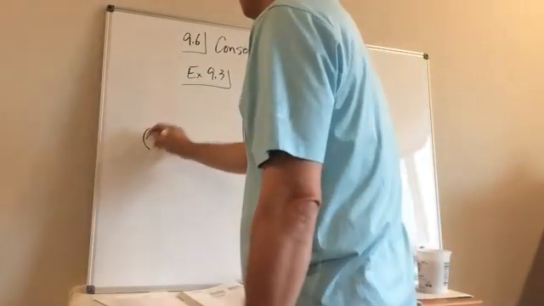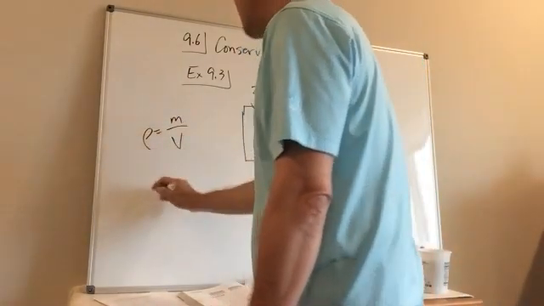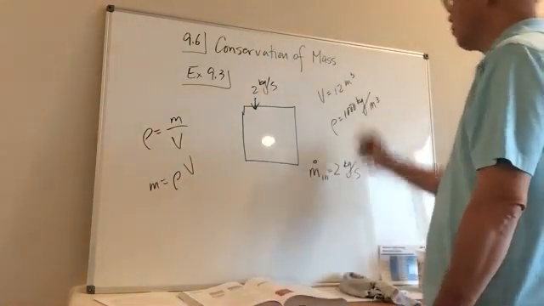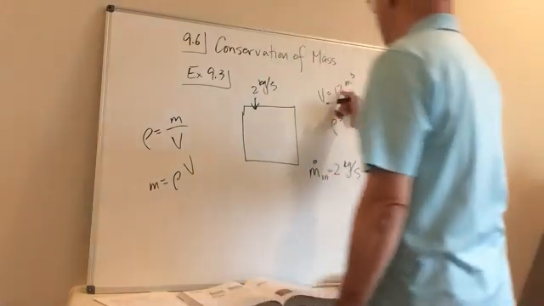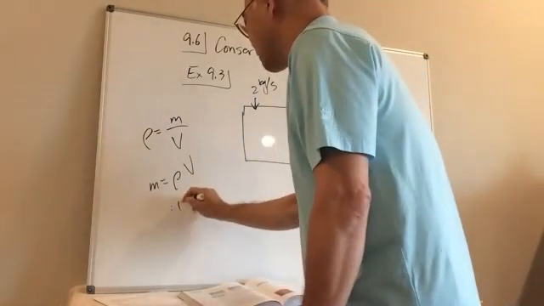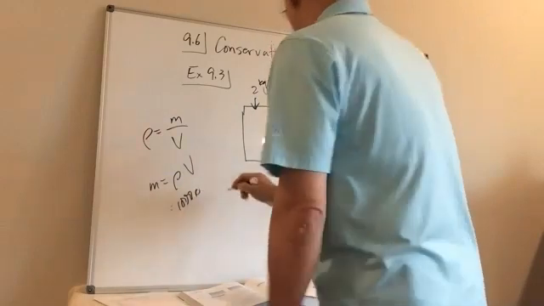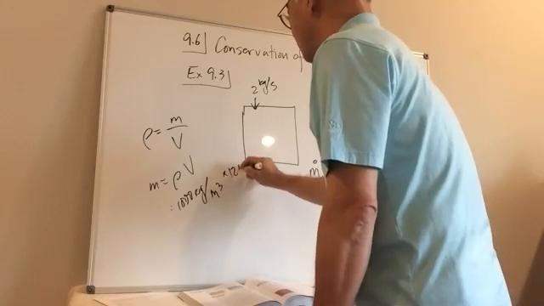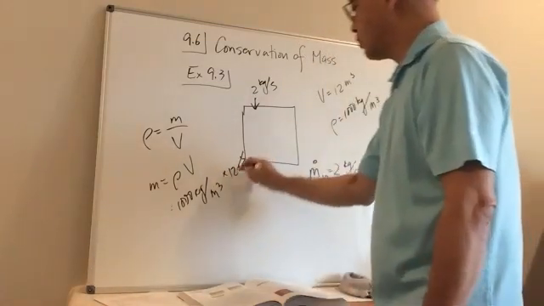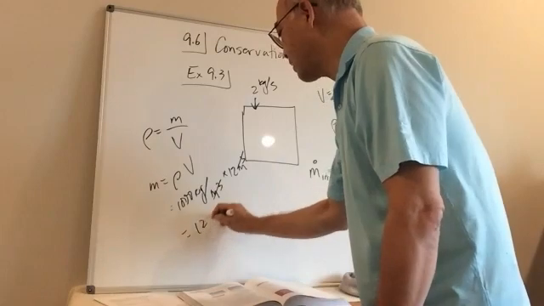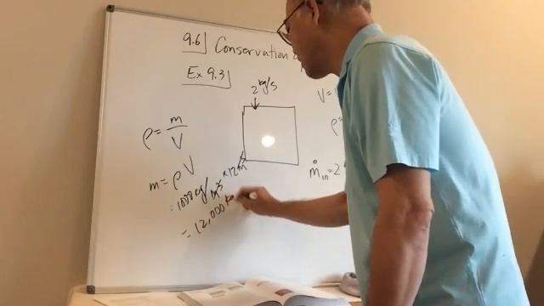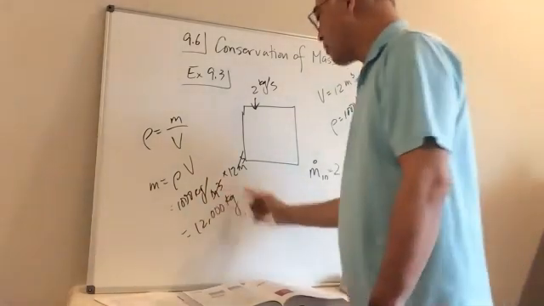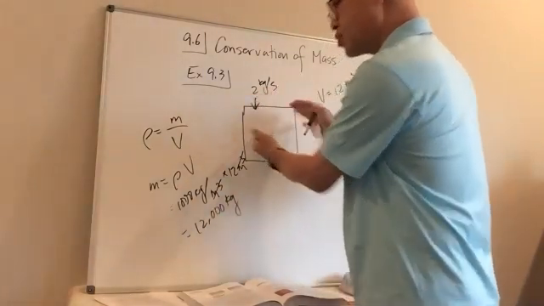I'm going to get rho is equal to m divided by v, so m is equal to rho v. So I have rho, which is 1,000 kilograms per meter cubed, times 12 meter cubed. The meter cubes go away, and I get 12,000 kilograms. This is how much mass I'm going to store in here.